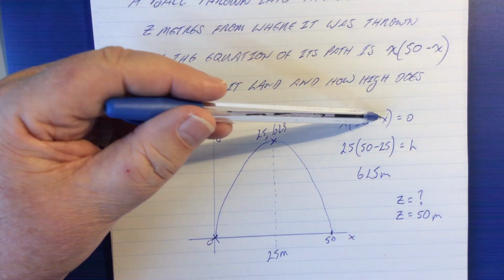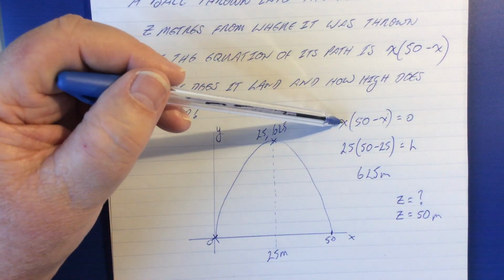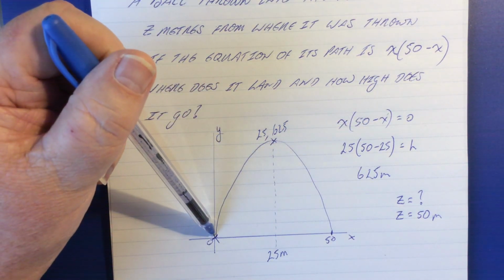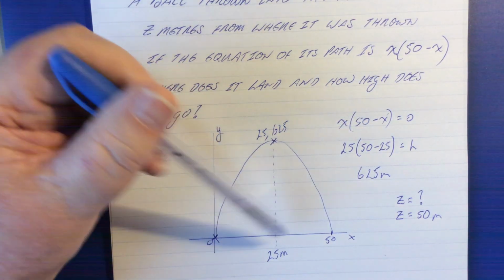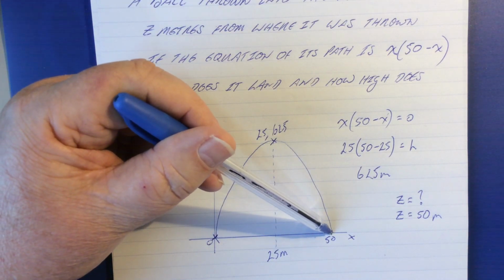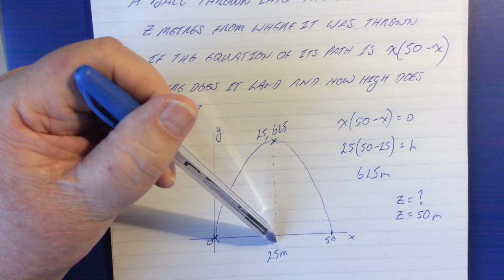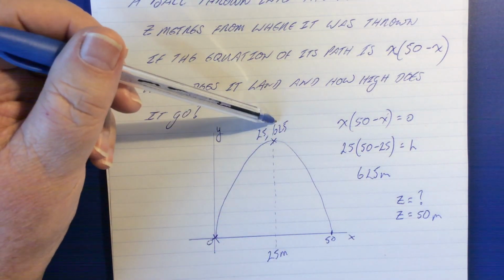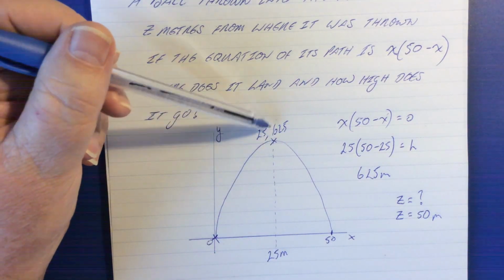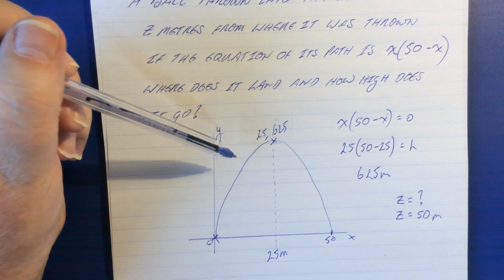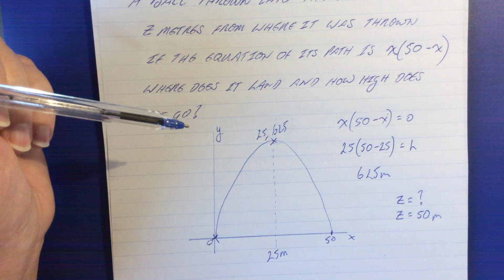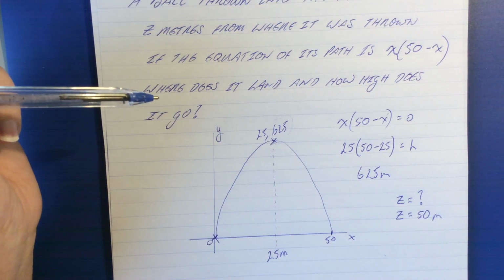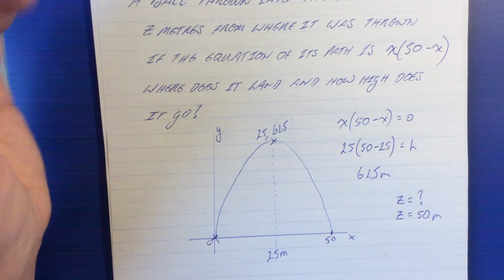You solve your quadratic equation for 0. You should get the starting point. You should get the finishing point on the x-axis. And again, because this thing is symmetrical, you get the unbelievable result of how high this thing went. That's more than half a kilometer. That is some throw. Anyway, there we are. That's how you do this.